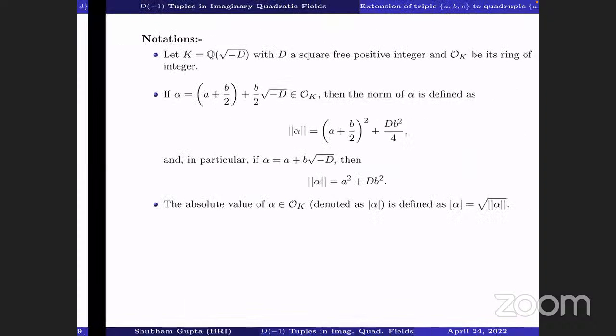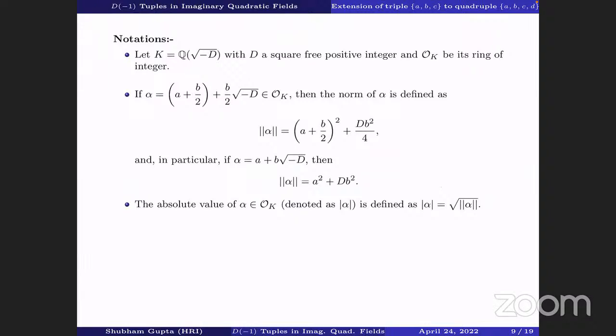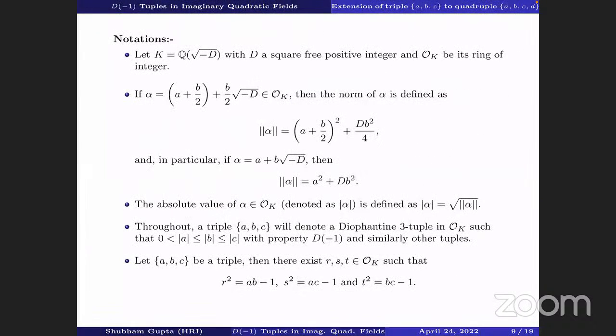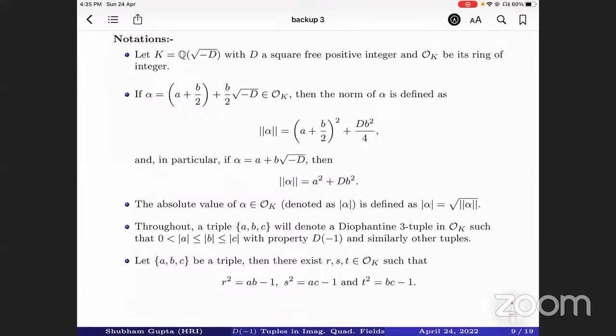Alpha belongs to O_K, and we define the norm of alpha as alpha times alpha conjugate, and the absolute value of alpha is equal to the square root of the norm of alpha. So in this talk, if we say (a, b, c) is a triple, it means that it is a three-tuple in O_K with the property that ab - 1 and so on satisfy this condition. Similarly for other triples.